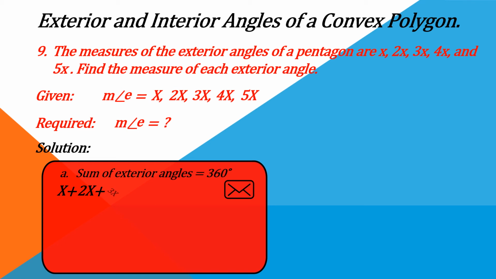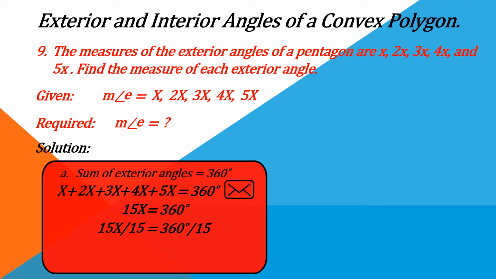x plus 2x plus 3x plus 4x plus 5x is equal to 360 degrees. Simplifying, 15x is equal to 360 degrees, and 15x divided by 15 is equal to 360 divided by 15. We just divide both sides of the equation. x is equal to 360 divided by 15, or simply equal to 24 degrees. Now we have the value of one angle, which is x, and it is 24 degrees.